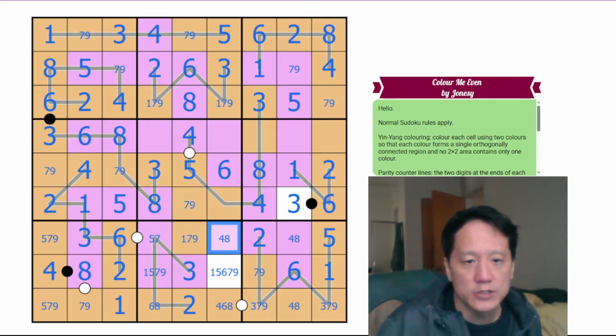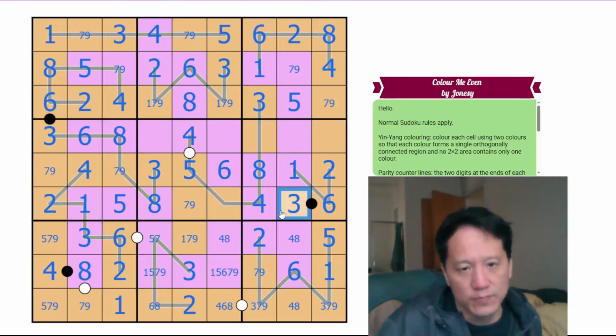This can't be orange, that's pink. We have a diagonal that's pink here, so this can't be orange. This must be pink. Also, the pink has to orthogonally connect. We have a 2x2 area that has 3 pinks, so this can't be pink. This is orange.